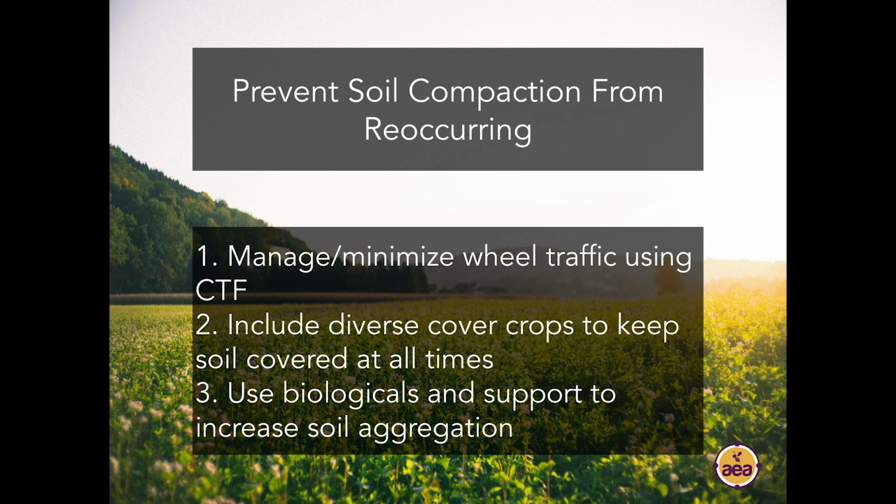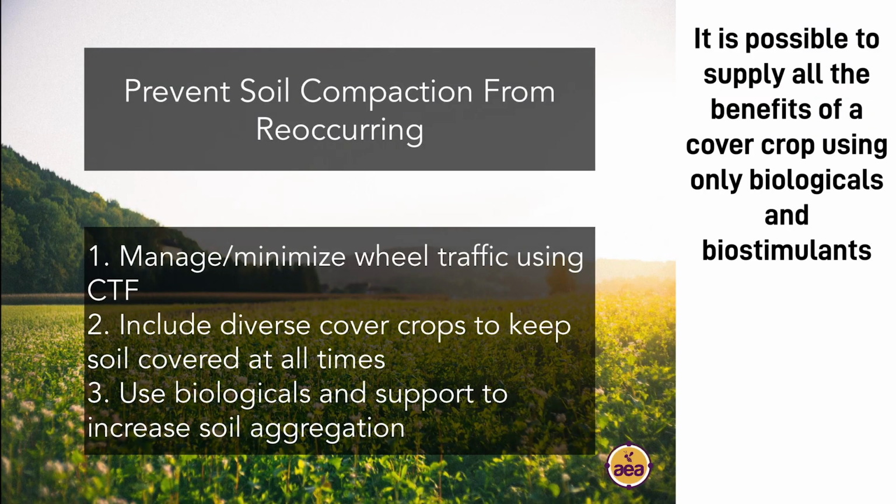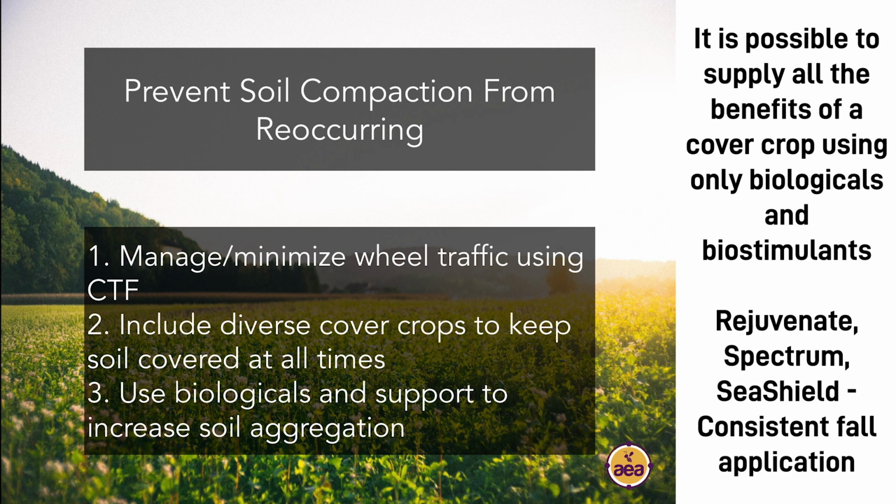Point number 3 is a point that I think has not been appreciated enough. We've observed in dryland farming in southwest Kansas and Nebraska that it is possible to supply all of the benefits of a cover crop using only biologicals and biostimulants. And that's a really big claim, but we've been able to get the exact same volume and quantity of nutrient release, the exact same type of soil aggregation, the exact same type of removing compaction, simply by using biologicals and biostimulants, particularly the Rejuvenate Spectrum C-Shield Fall Primer application.